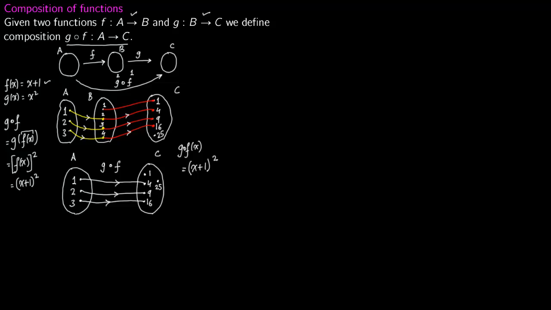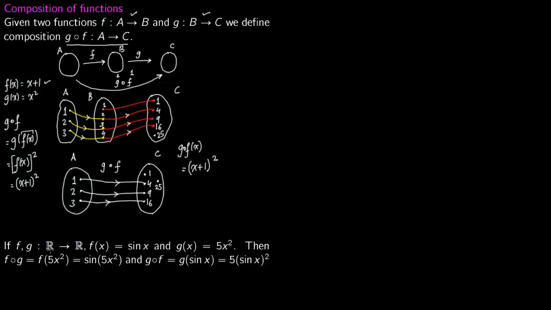Let us do one more example. Again you have two functions f and g, going from real numbers to real numbers. f of x is sin x, g of x is 5x square. Then f composed with g: first you apply g and then you apply f. So instead of g you write 5x square, so f of 5x square. Now instead of x we are going to write 5x square. So this 5x square will now replace x here and you have sine of 5x square.